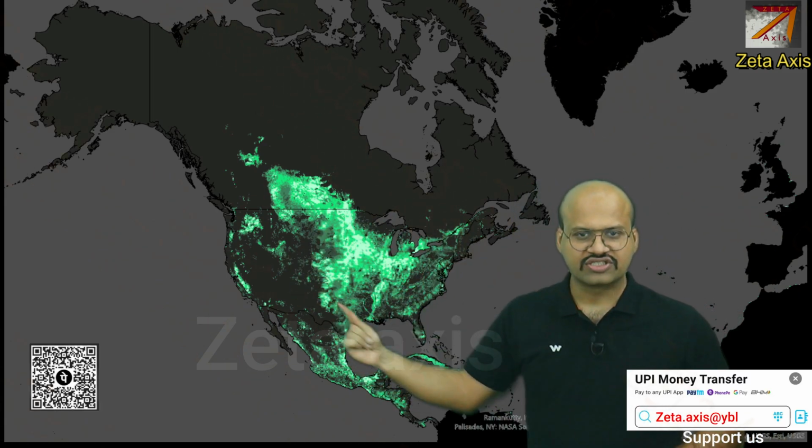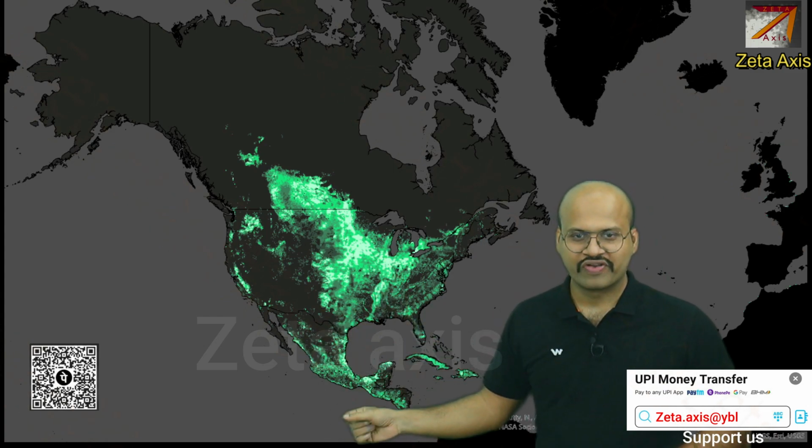Here we can see that these are the agricultural croplands. We can see that there are croplands in the center of Canada. Then across the central and eastern side of North America, we can see that there are large croplands, and even in Mexico, we can see that on both the coasts there are agricultural lands.